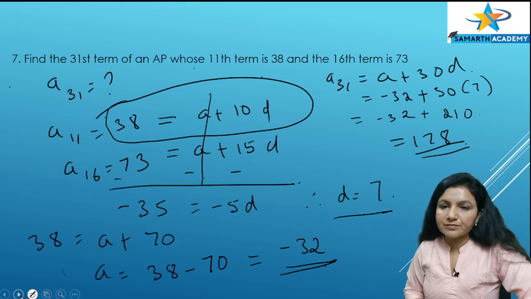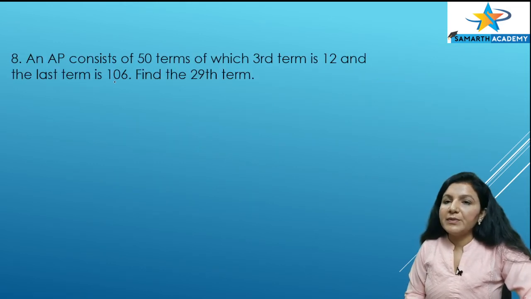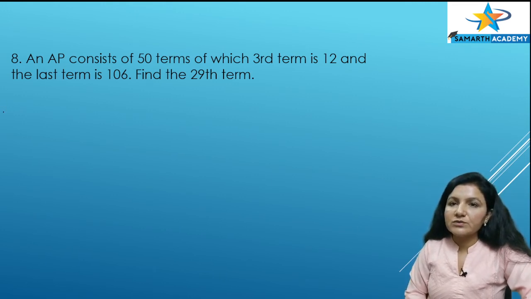Next question. An AP consists of 50 terms, of which the third term is 12. So A3 is what?